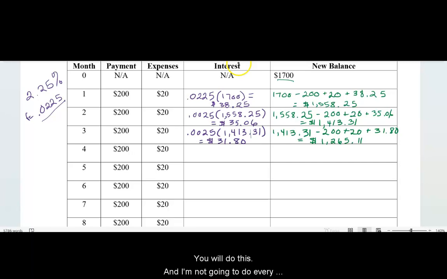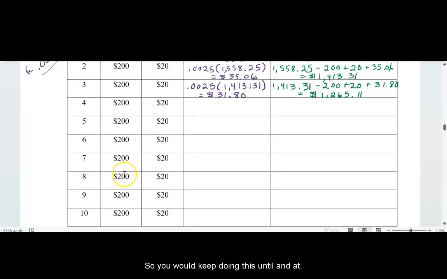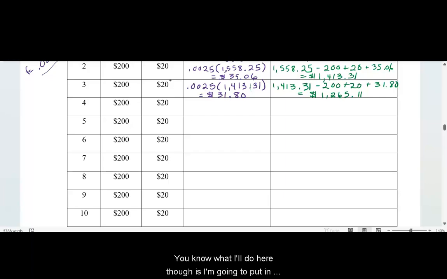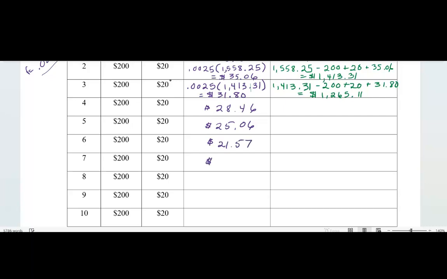You will do this, and I'm not going to do every row because we're just going to be doing the same thing every time, but I am going to jump down to the last row. So you would keep doing this until, you know what I'll do here, I'm going to put in what you should see, just in case you want to do this for practice. So I'm going to put down the interest for each of these so that just in case you want to keep going and make sure you understand the process. That's just $18. That was even. Doesn't always happen that way. And then here I got $10.63.